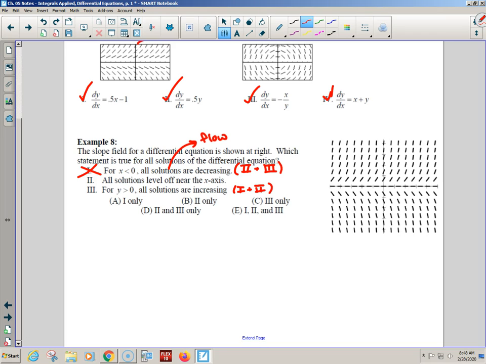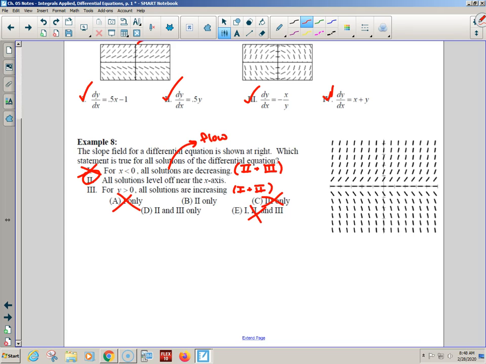Number 2, all solutions level off near the x-axis. No, these ones are going away, away, away. But wait a minute. Any solution, any point you choose, if you follow the flow, will it level off near the x-axis? Yes, it doesn't say where. It just says that it does. Do they all level off? Yes. Every single one is going to level off as it gets closer to the x-axis. That's true. So right away, we know it's not going to be that, it's not going to be that, it's not going to be that.